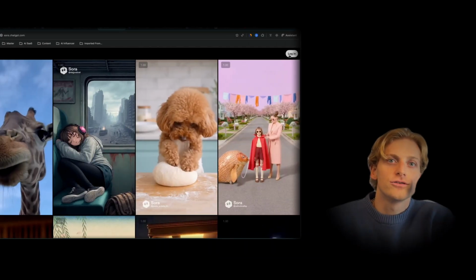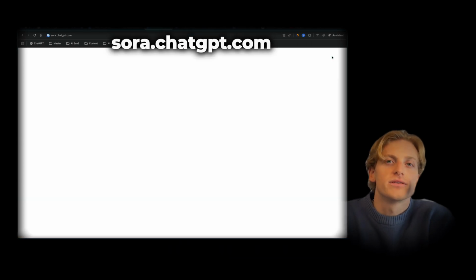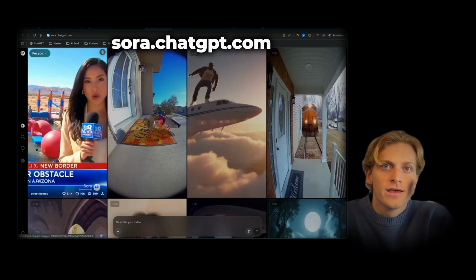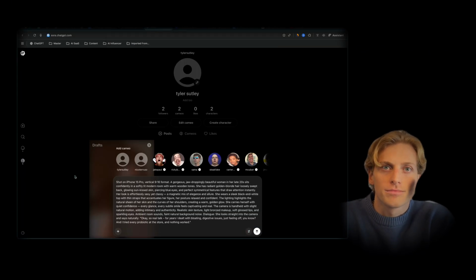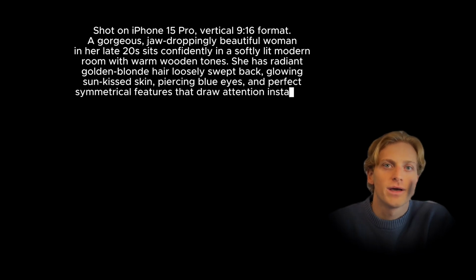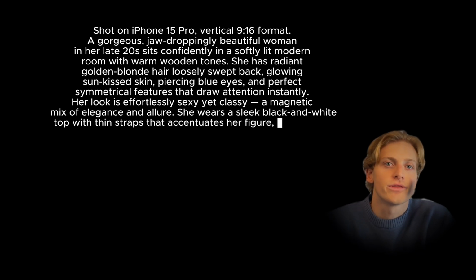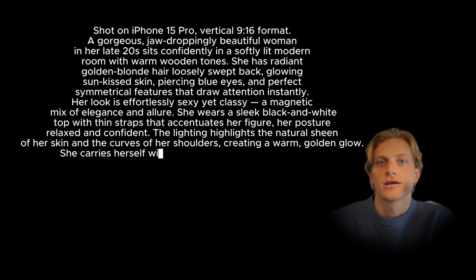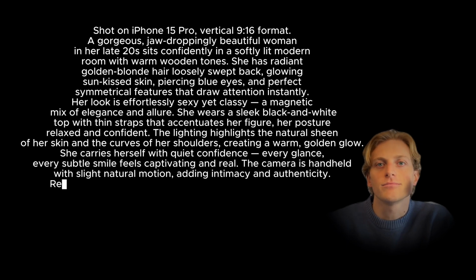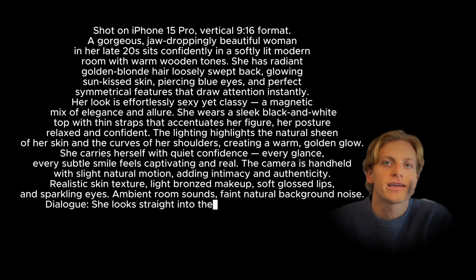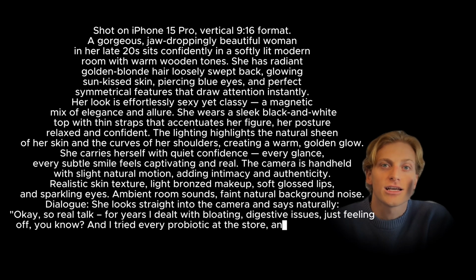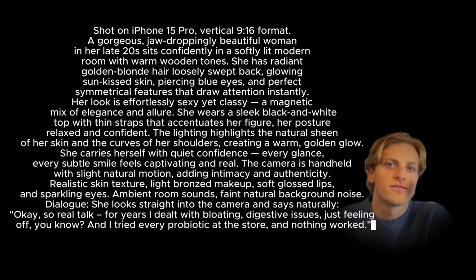First thing you're gonna need to do is go to Sora.com. Sign up, it's entirely free, just click create. Now here's my actual character prompt. So it's shot on iPhone 15 Pro, vertical 9:16 format, a gorgeous woman in her late 20s with radiant golden blonde hair, glowing sun-kissed skin, piercing blue eyes. She wears a sleek black and white top, realistic skin texture, light bronze makeup, soft gloss lips.